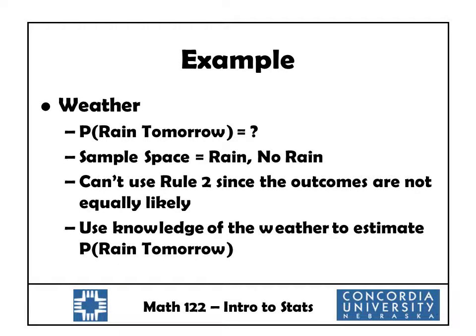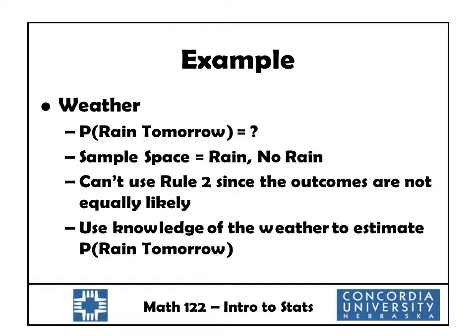Now, we might be tempted to say that the probability of rain tomorrow is 1/2, because we have 2 outcomes, and exactly one of those it rains, so the probability is 1/2. However, we can't use Rule 2 to calculate a probability, since these 2 outcomes are not equally likely, and it's not reasonable to assume that they are equally likely. So Rule 2 doesn't apply.